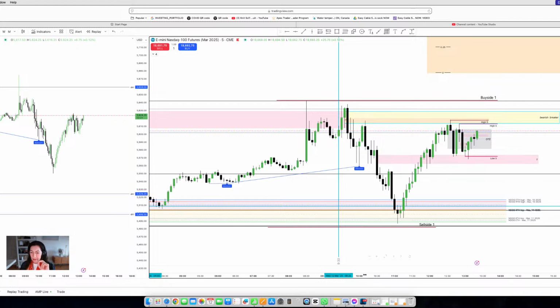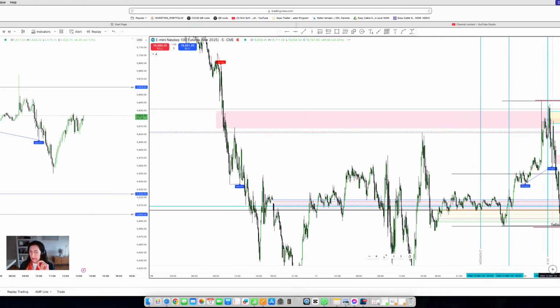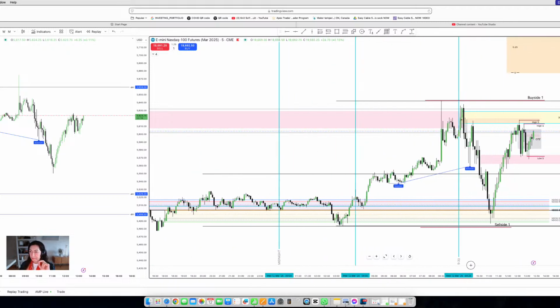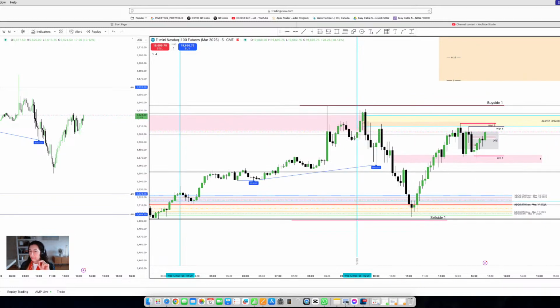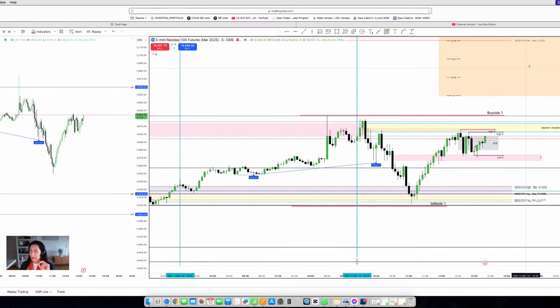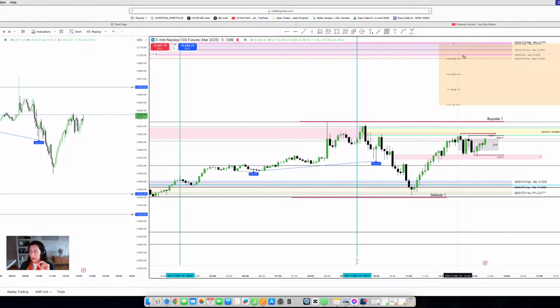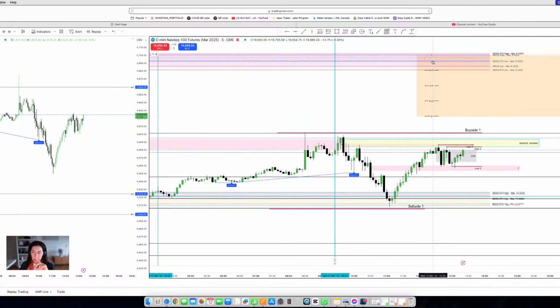Price may be going for the buy side here. Maybe sweep these highs. Could reverse from there, or price could just continue going up and maybe start to fill some of this opening range gap and look to the new day opening gap above.